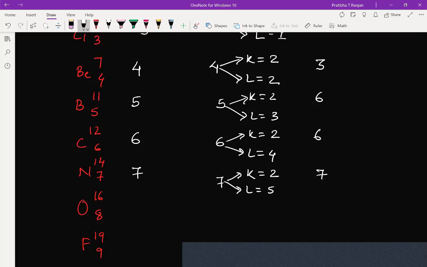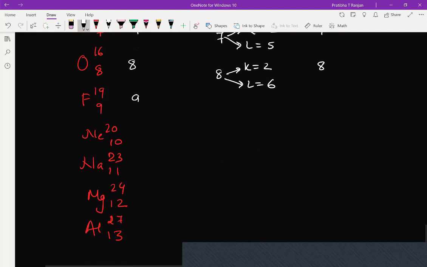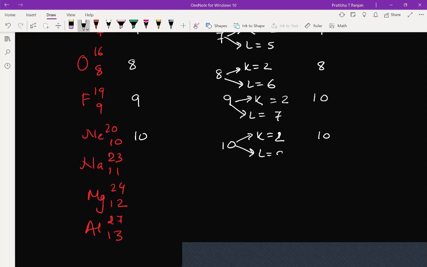And here neutrons are also 7. This is 8, 8, K is 2, L is 6, and neutrons are also 8. This is 9, this is 9, and neutrons are 10. So here K and here L, so it becomes 7, it becomes 2. This is 10, this is 10, and neutrons are also 10. So K is 2, L is 8.